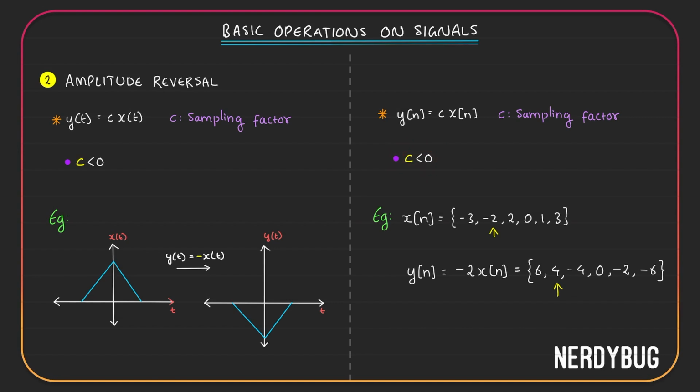Taking an example, my x of n is -3, -2, 2, 0, 1, 3, with -2 being the 0th term. My c here is -2. It is less than 0. So -3 becomes +6. It used to be negative, it is positive now, it got reversed as well. And -2 becomes 4, 2 becomes -4, 0 is still 0, 1 becomes -2, and 3 becomes -6. And the term corresponding to -2 is going to be the 0th term.